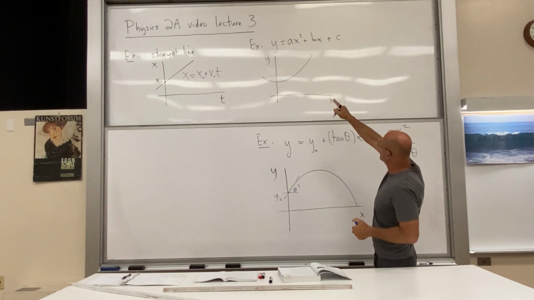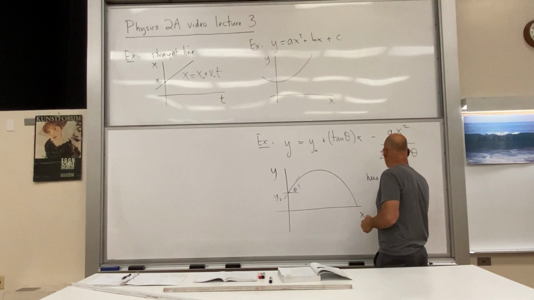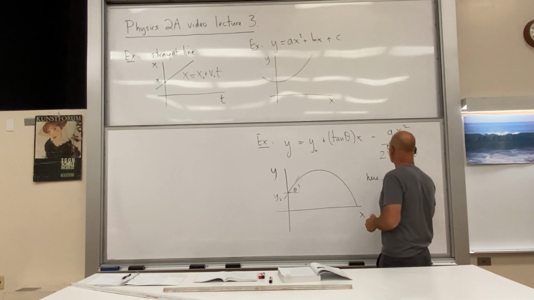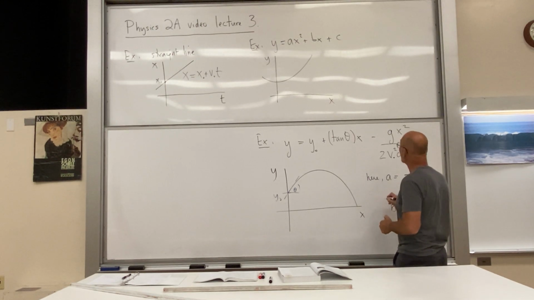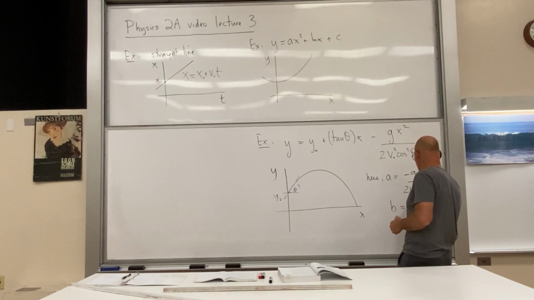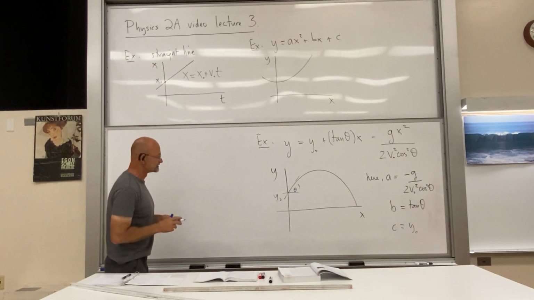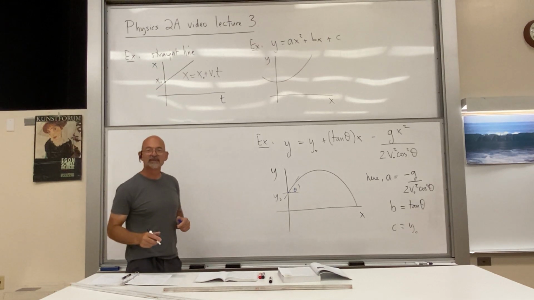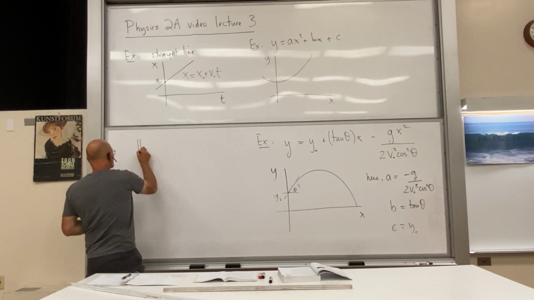And just to make the comparison up here, I'm going to write here, A is our minus g over 2v0 squared cosine squared theta. Our b is this tangent theta. And our c is this y sub 0. So that's when we're comparing these two expressions here. And I immediately have a great idea for a homework problem as well. Namely, so let's write homework here.